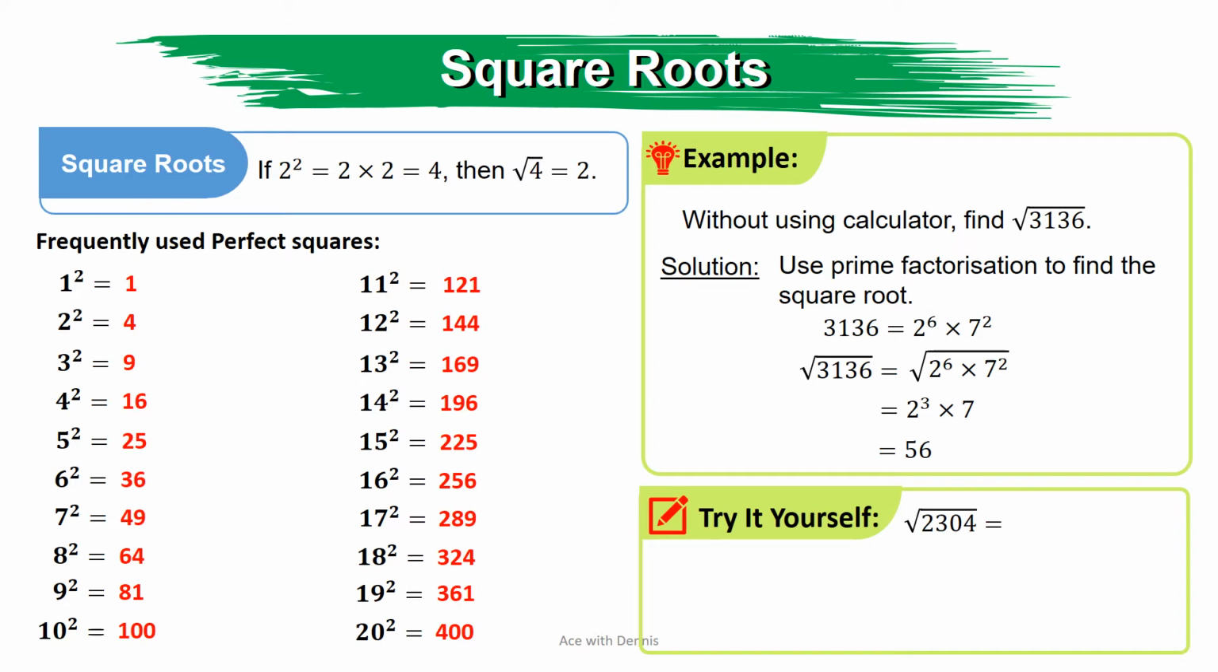Next, you can try this yourself. Find square root of 2304. From here, square root of 2304, it is square root of 2 to the power 8 times 3 square, which is 2 to the power 4 times 3. Remember, the power we divide by 2 when we square root it. So 8 divided by 2 we get 4. So 3 power 2, the 2 divided by 2 we get 1. So 2 power 4 times 3 we get 48.